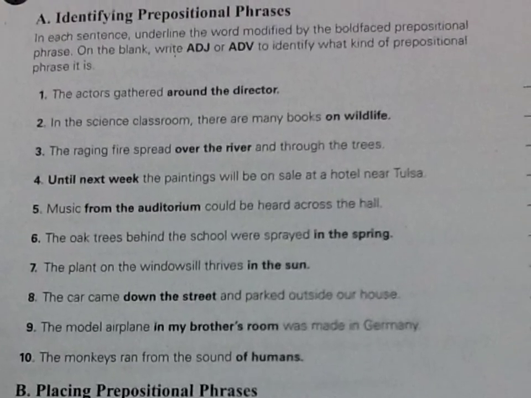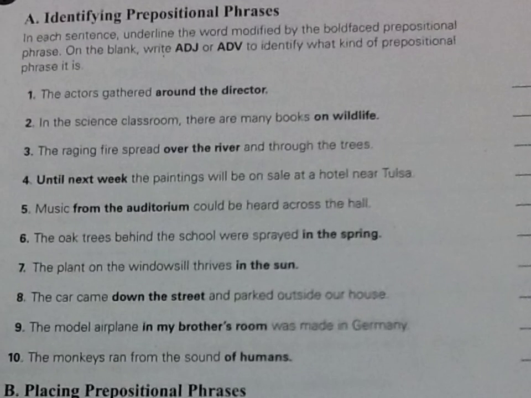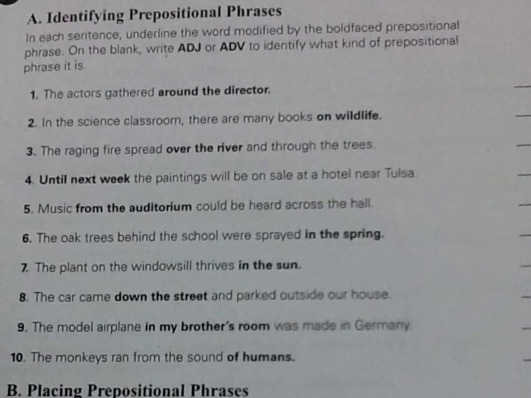All right. Here is the next exercise. This one's even easier than the last one because it's already identified the prepositional phrases for you. All you have to do is over on the lines over here to the right side, answer whether the prepositional phrase is acting as an adjective or an adverb. So here, around the director, you would ask yourself, what is this prepositional phrase modifying? What is around the director? In this case, gathered. It's telling you how the actors gathered. Since gathered is an action word or a verb, that would make this one an adverb. Go ahead and complete the rest of this assignment. Pause the video, give yourself some time to finish it, and I'm moving on to the next one.